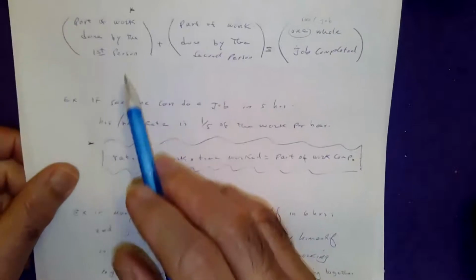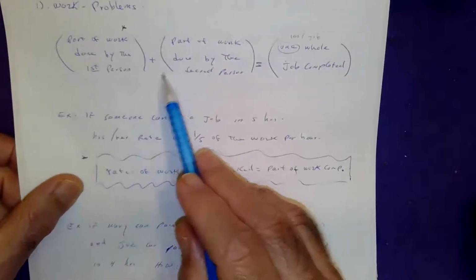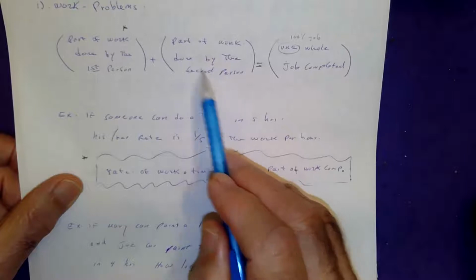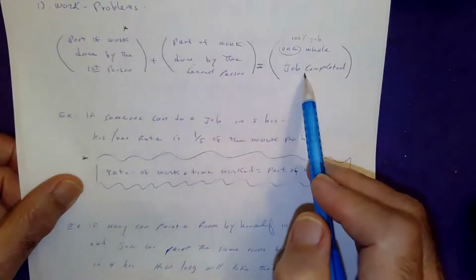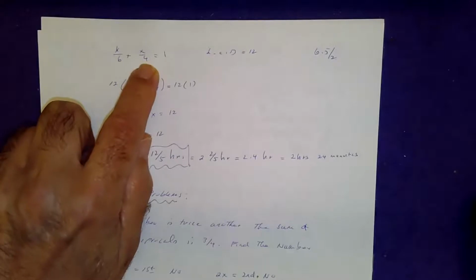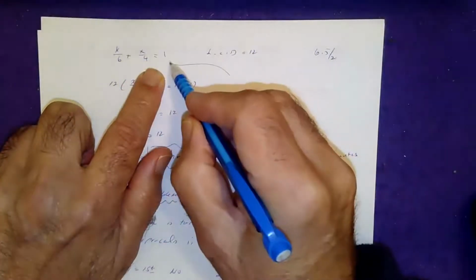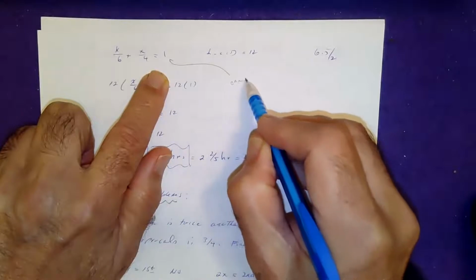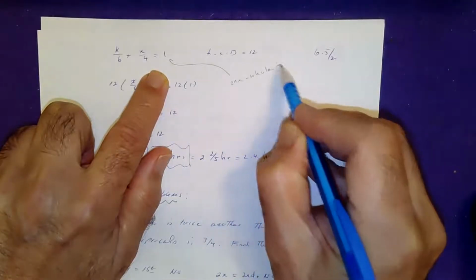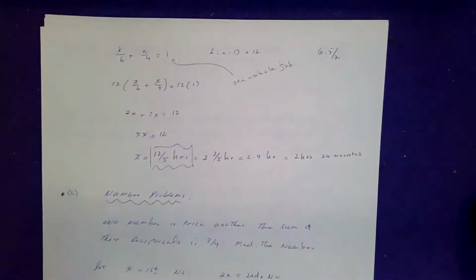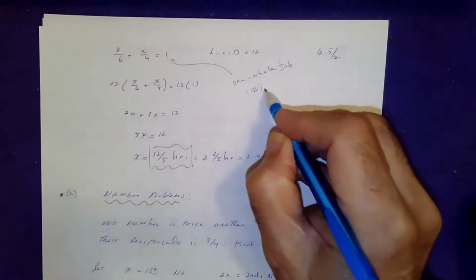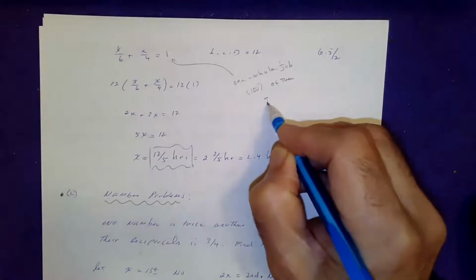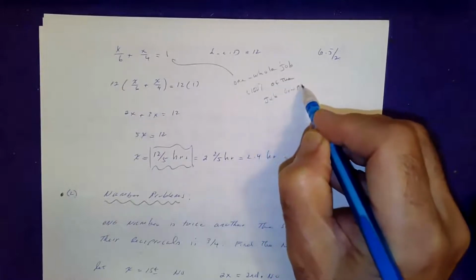together. Remember, the formula says part of the job done by the first person plus part of the job done by the second person. You add these two parts, you get 100% of the job, which is one whole job. In other words, we take X/6 plus X/4, and it is always equal to 1. So that means one whole job, which means 100% of the job completed. Okay?